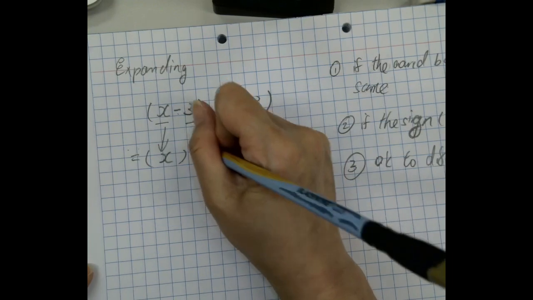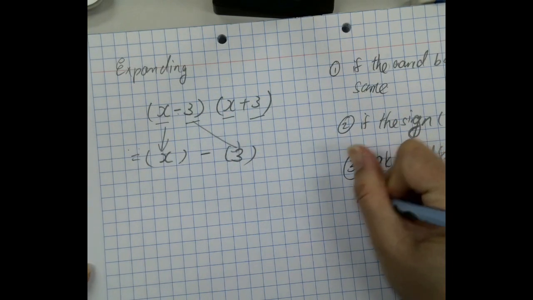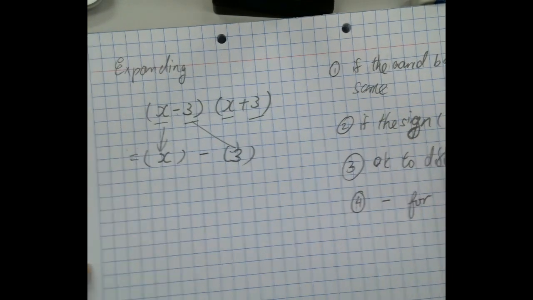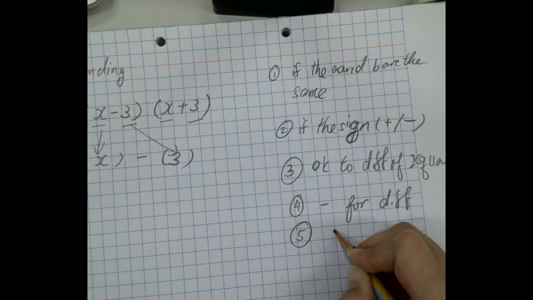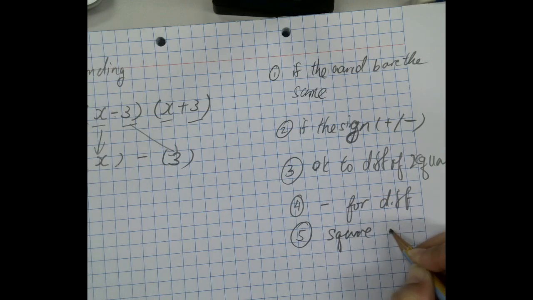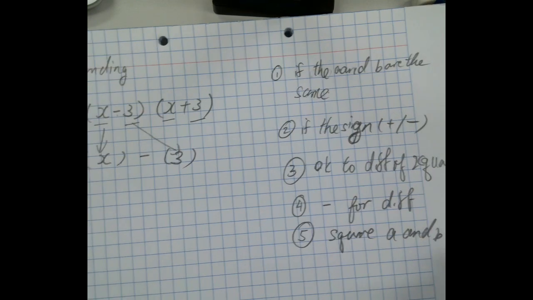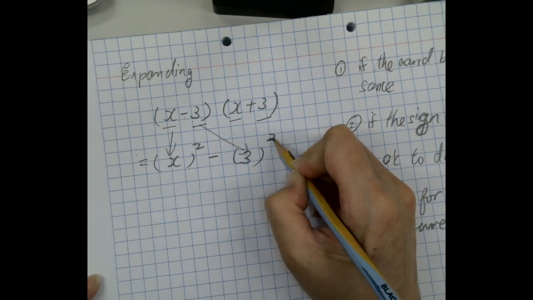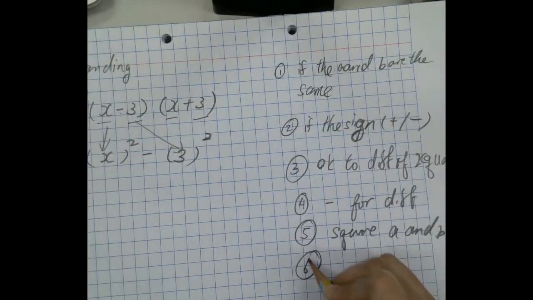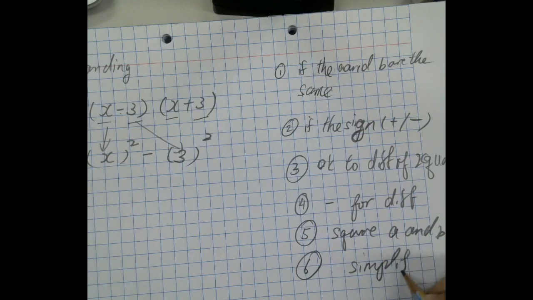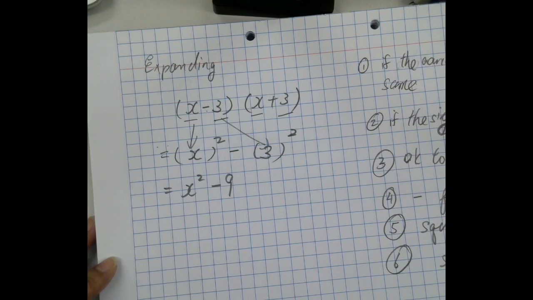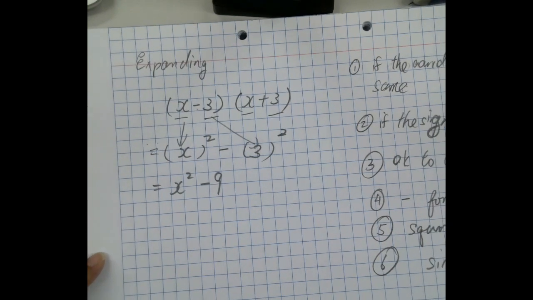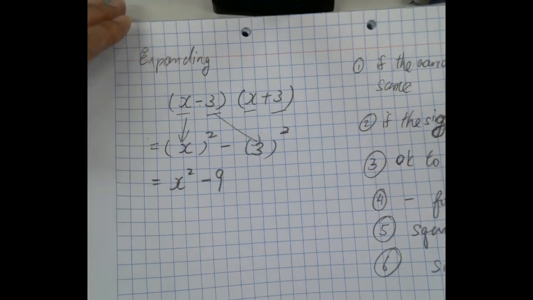And then we have a minus for the difference. Square a and b, so we have x squared and 3 squared. Last but not least, simplify. So we have x squared minus 9 here. Isn't that easy? So let's do that again.